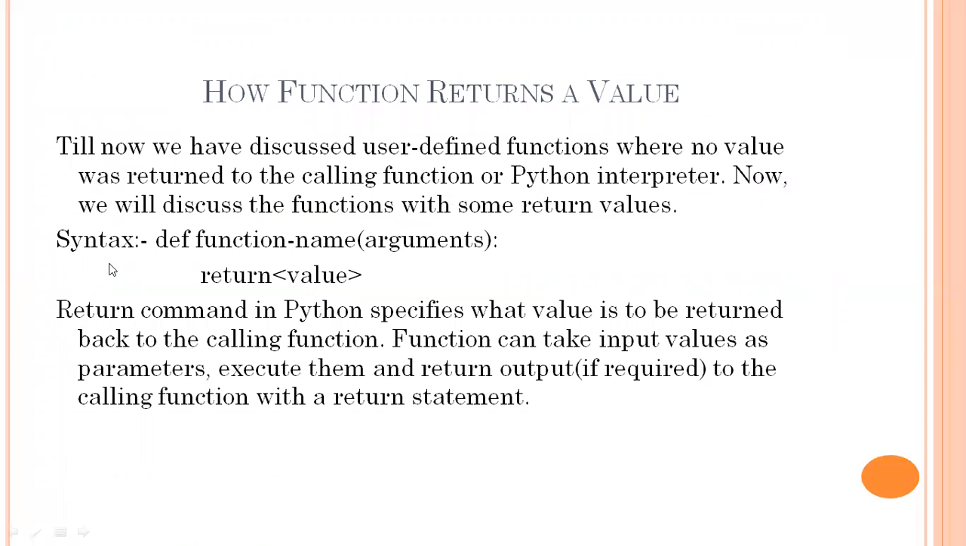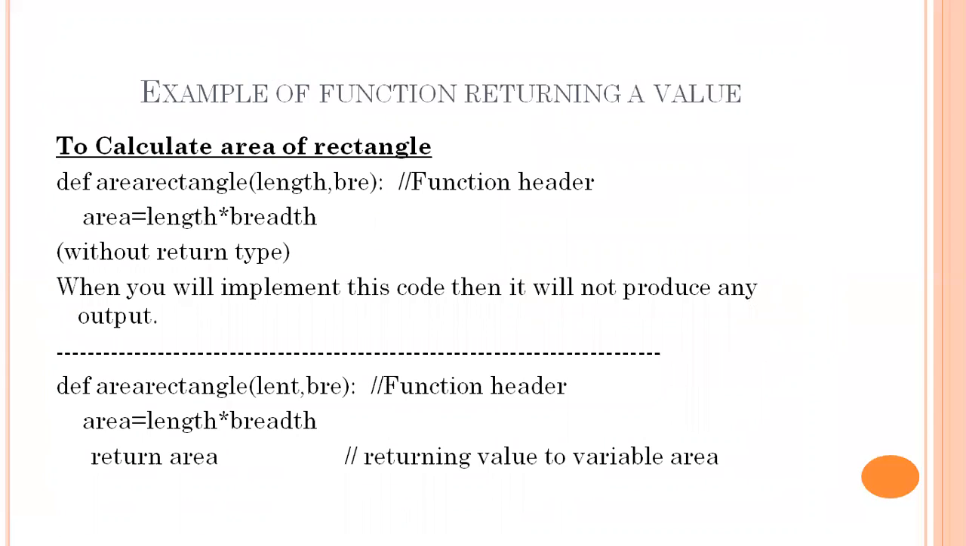Next is how can a function return a value? It's simple. At the end, you have to write a return statement, return, then the value. A function can return more than one value. So you have to write return, then the values which are returned by the function.